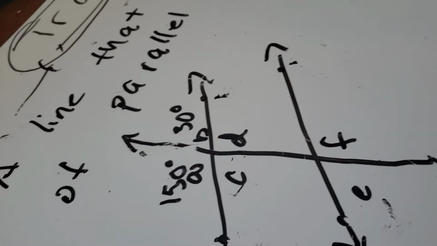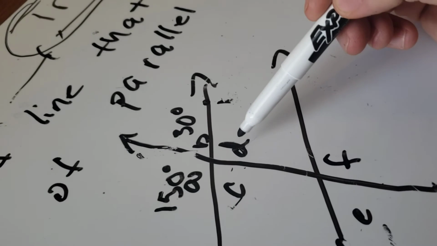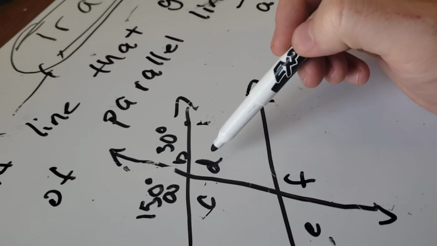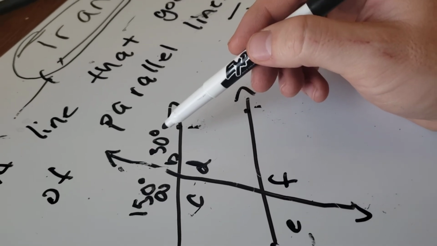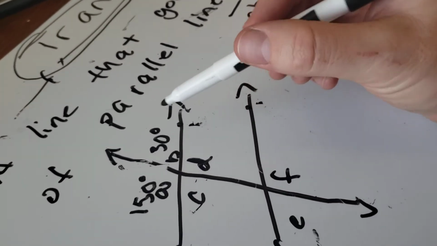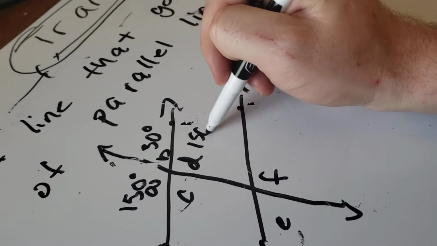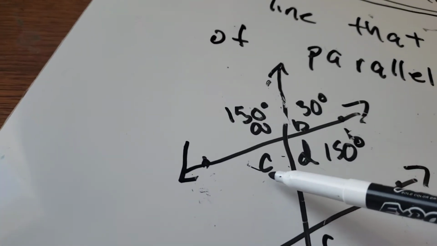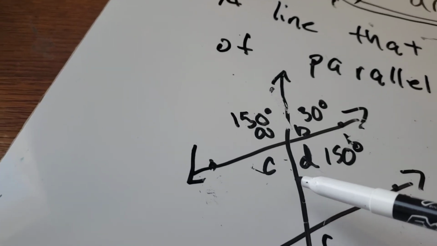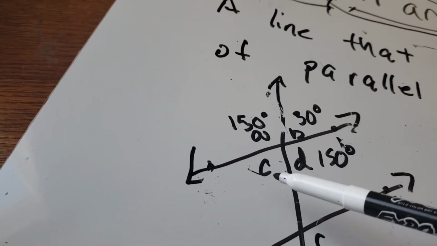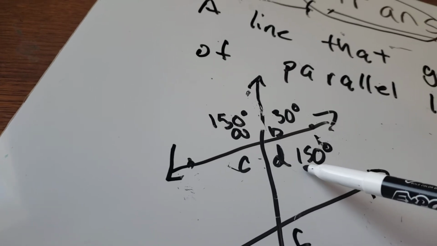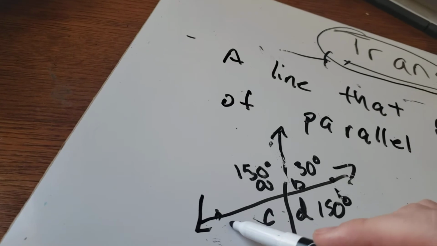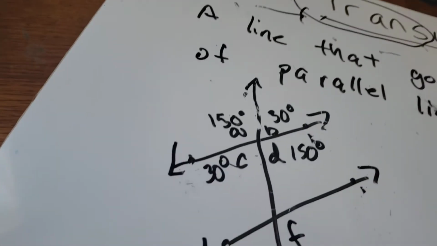So now let's turn this sideways. B plus D also equals a straight line. So if B is 30, then D plus B has to equal 180. 180 minus 30 equals 150 degrees. And lastly, C. C plus D are supplementary, therefore they have to add up to 180. So 180 minus 150 gives us 30. So C also has to be 30 degrees.